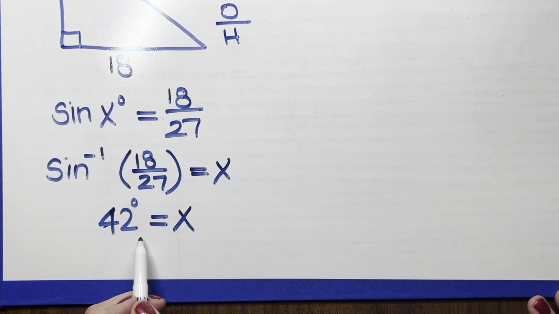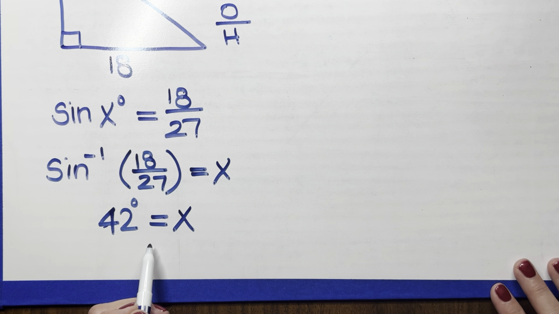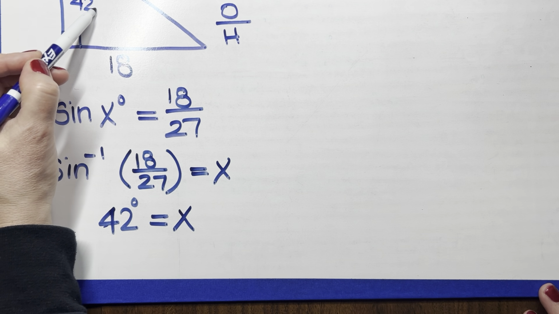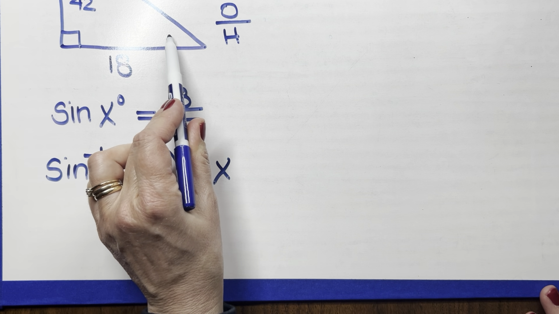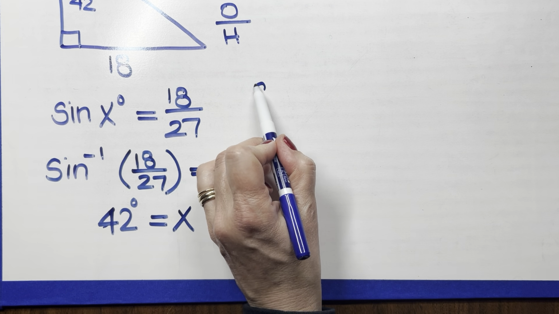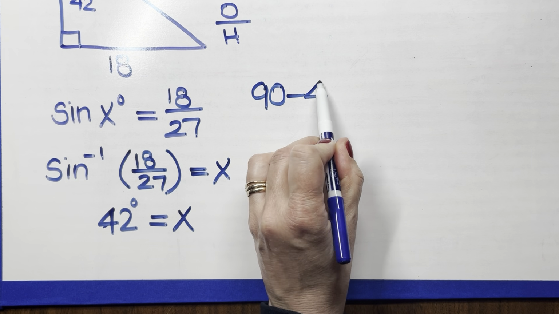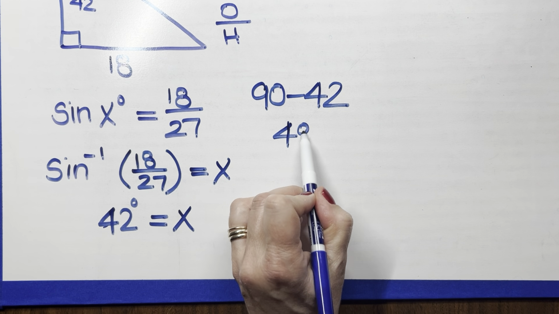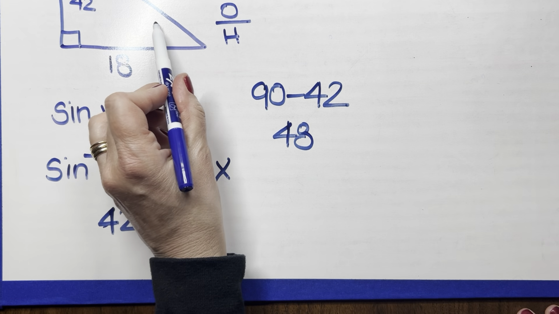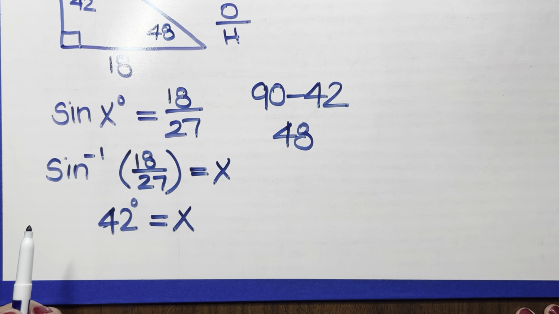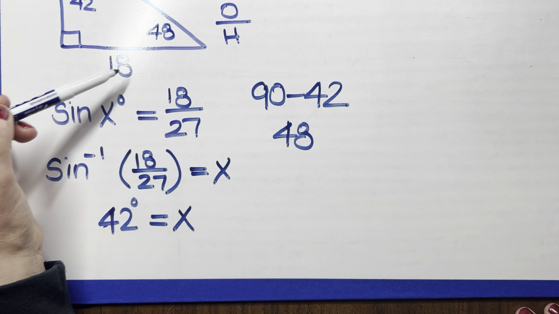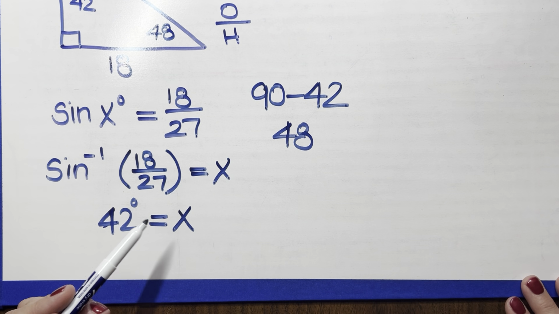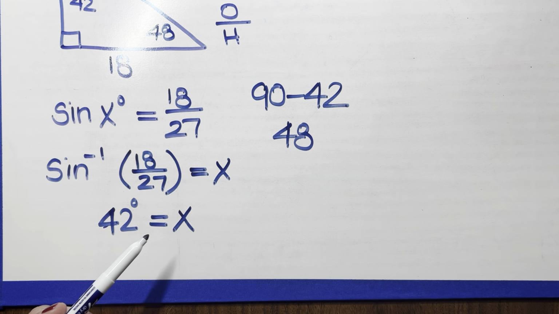Now that I've found one of the acute angles, if I needed to, I can go back and substitute that in, and then find my other acute angle, which would just be 90 minus 42. That means my other acute angle is going to be 48. If I wanted, I could use the Pythagorean theorem to solve for my other side, but the focus on this problem was just finding what our angles were.